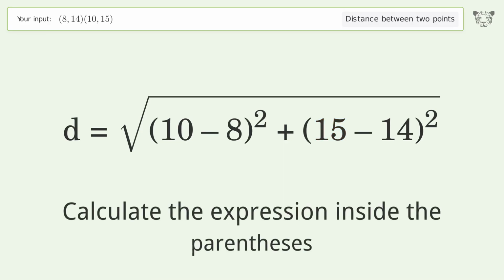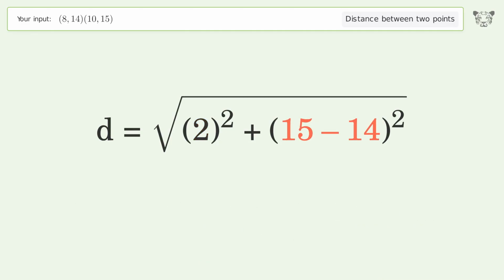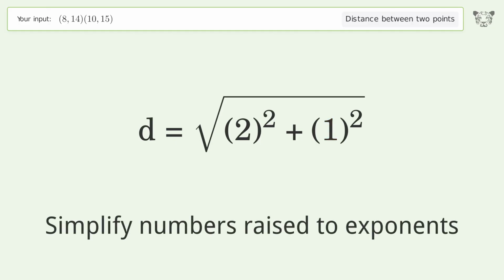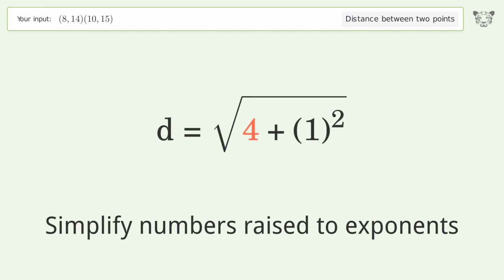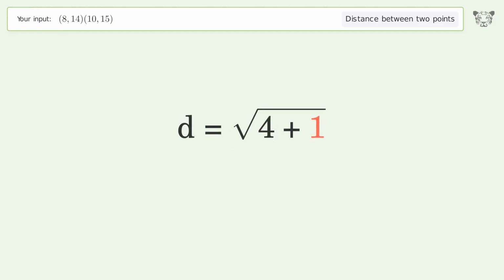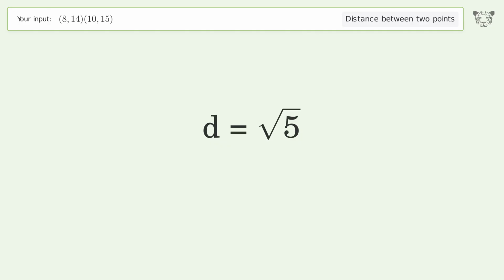Calculate the expression inside the parentheses. Simplify numbers raised to exponents. Simplify the arithmetic. And so the distance between the 2 points is the square root of 5, or 2.236.